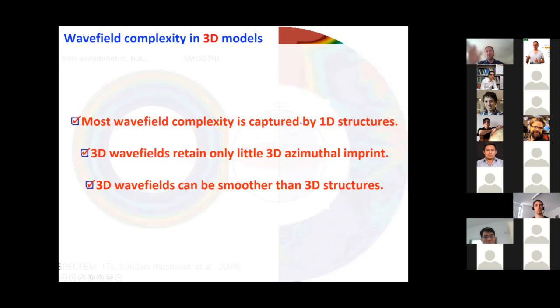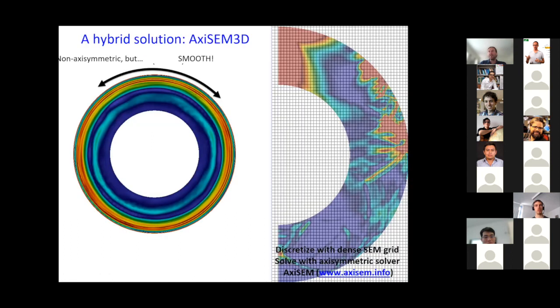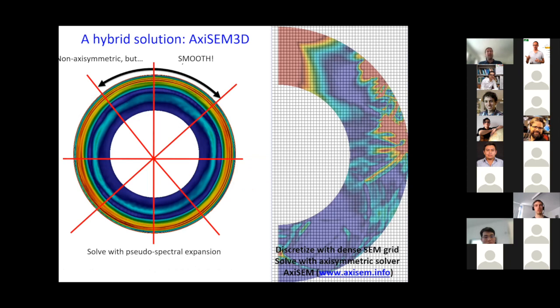And yeah, so here just a summary. Most wavefield complexity is captured by the 1D structures. The 3D retains very little azimuthal imprint, so that's that smooth structure. And quite curiously as well, 3D wavefields can be smoother than their underlying 3D structures. Anyway, what we set out to do was then to pose the idea that we use AxiSEM as a basis for this in-plane direction using a two-dimensional spectral element expansion. But then instead of these analytical functions that I mentioned earlier for AxiSEM, we have a finite basis expansion. And we do that with Fourier series, a pseudo-spectral expansion. So in other words, expand this not analytically as in AxiSEM, but expand it along a Fourier series where these modes couple, and discretize this at a sufficient resolution in the azimuth.